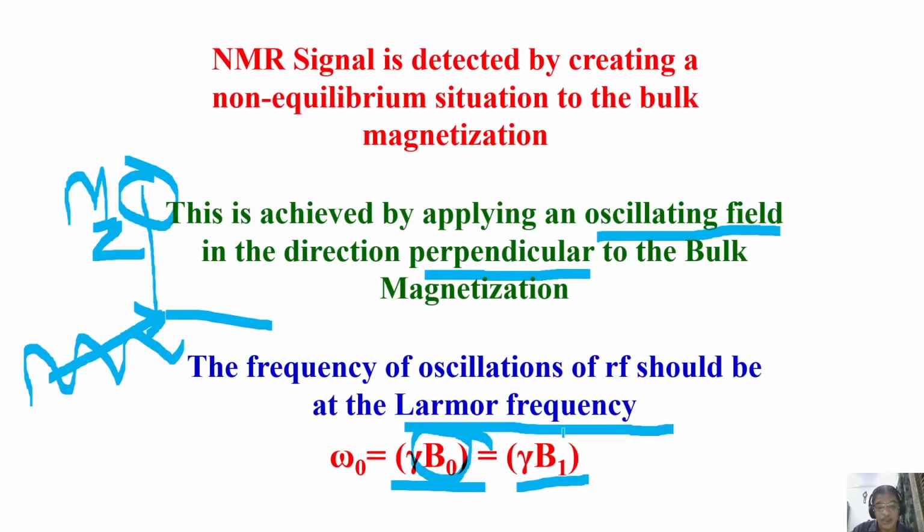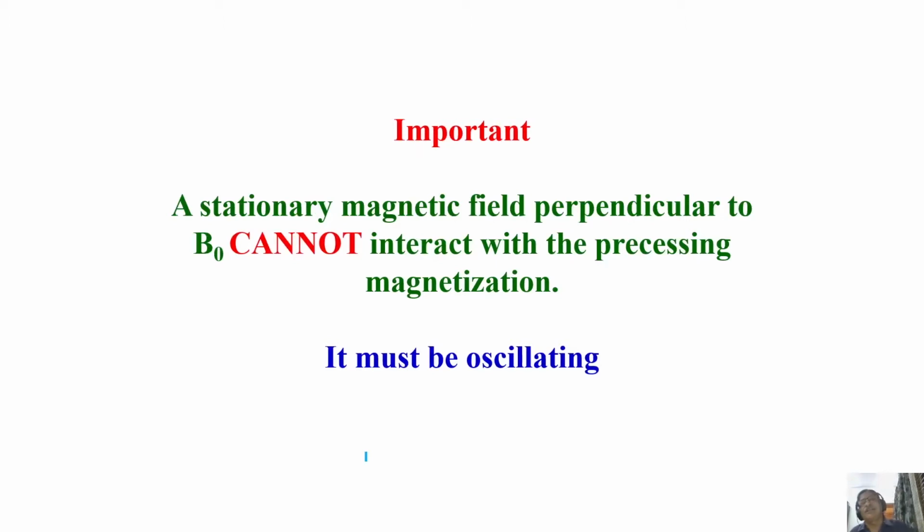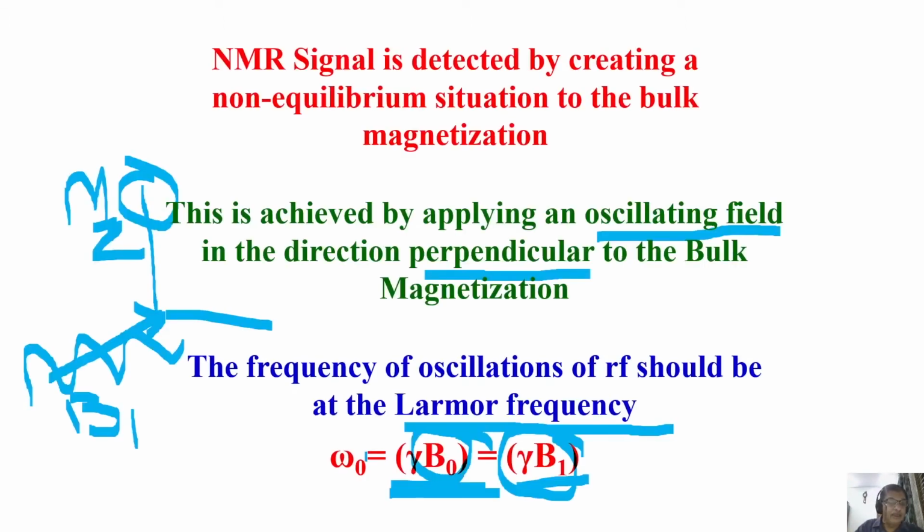So now, when you apply a radio frequency pulse, this is called a B1 field, and this frequency is gamma into B1. So gamma into B1 must be equal to gamma into B naught. This is the resonance condition. And when this condition is met, you will tilt the bulk magnetization from Z axis to X or Y axis. Of course, if you are applying in this axis, you will tilt it in this axis. If you are applying in this direction, you will tilt it in this axis. We will worry about how it is tilted later, by using what is called a right hand thumb rule.